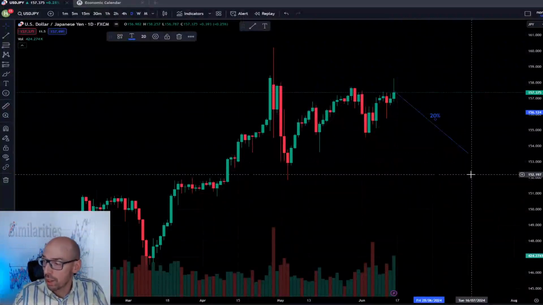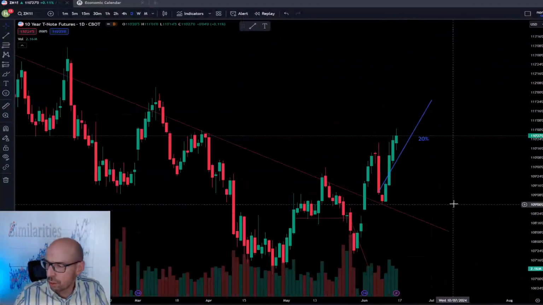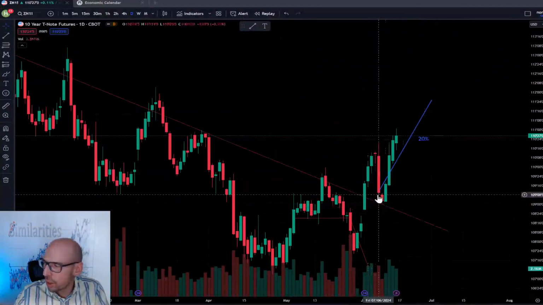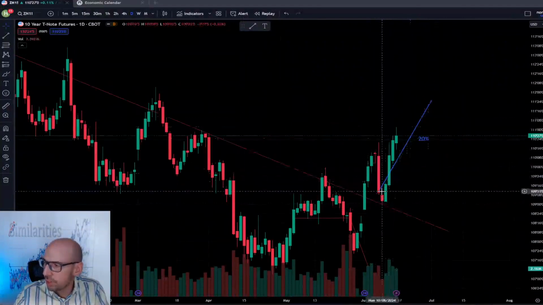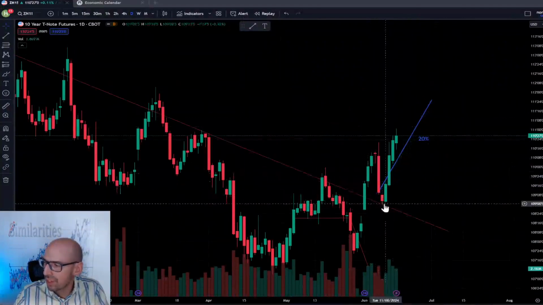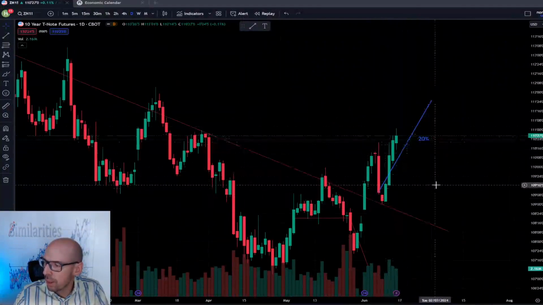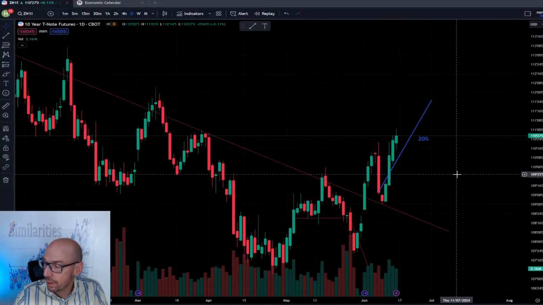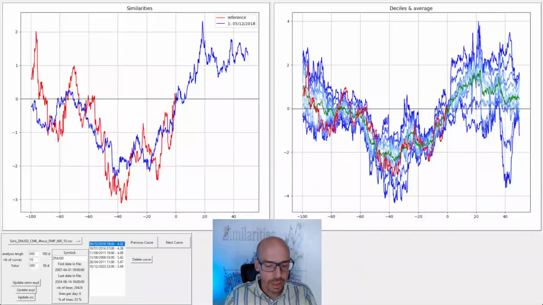Let's see what happens. Okay, let's switch to the 10-year note. I was expecting an up movement, and it's what we had. It went down a bit, but then up. I guess the statistics helped me with that indication. But all right, let's switch to the indication that we have right now. So I've widened the analysis time to 100 days to include this down movement, and up, down, and then up.